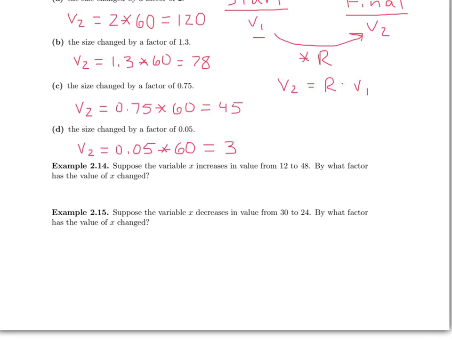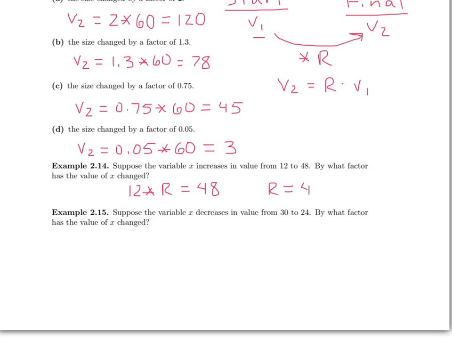So we're told the starting value is 12. We know that 12 gets multiplied by some factor, and when we're done, the ending value of the variable is 48. The question is, what is the value of the factor? In this case, it's not hard to see that the factor has to be 4, because 48 is 4 times 12. So in this case, the variable x increased by a factor of 4. Let's look at example 2.15.